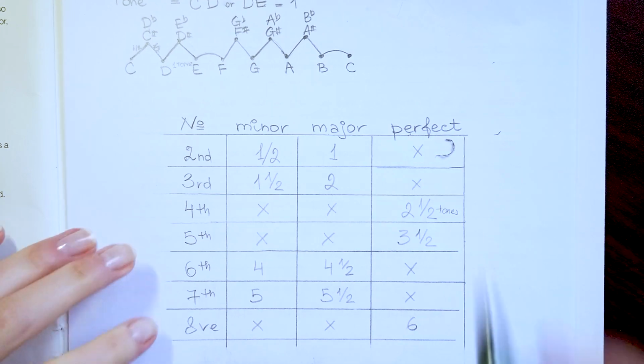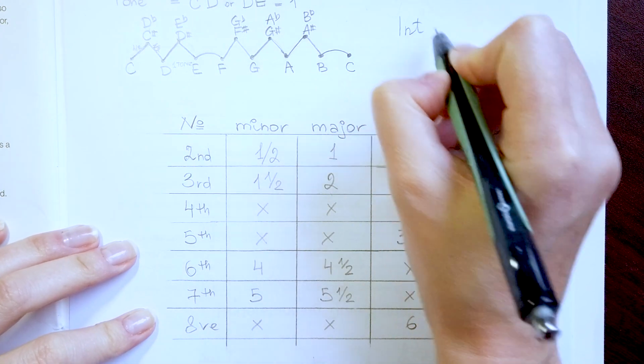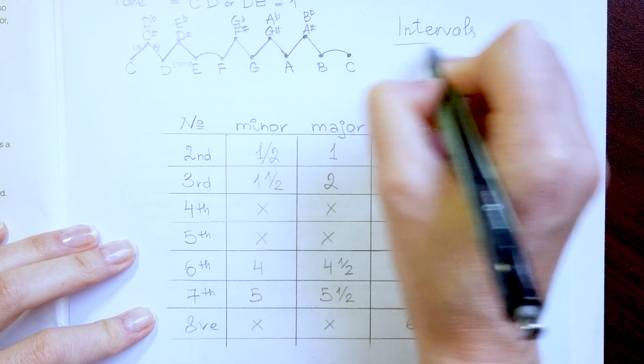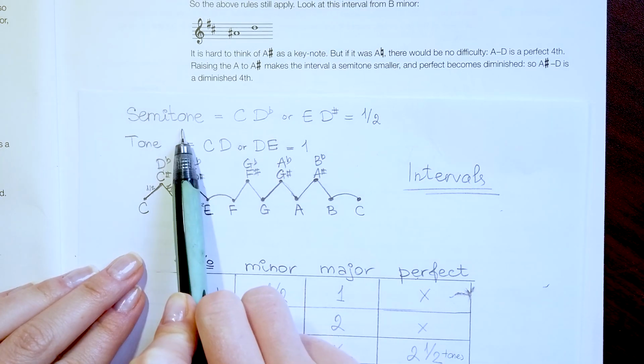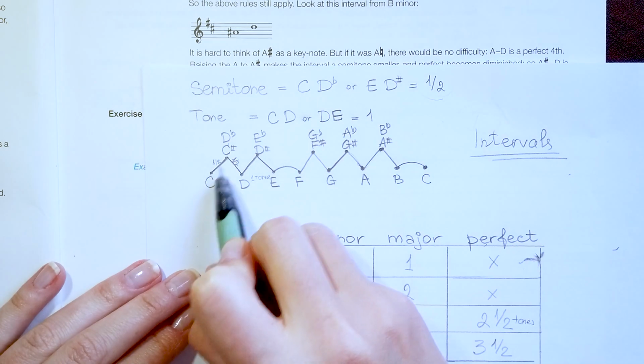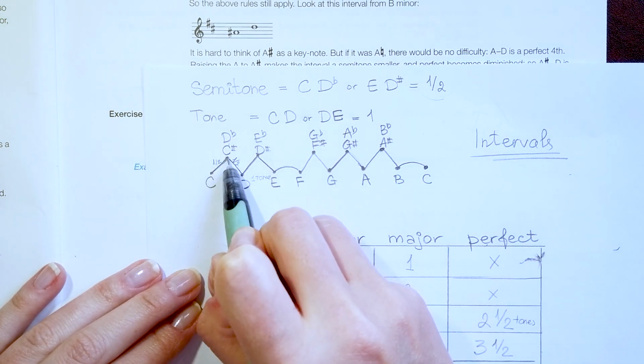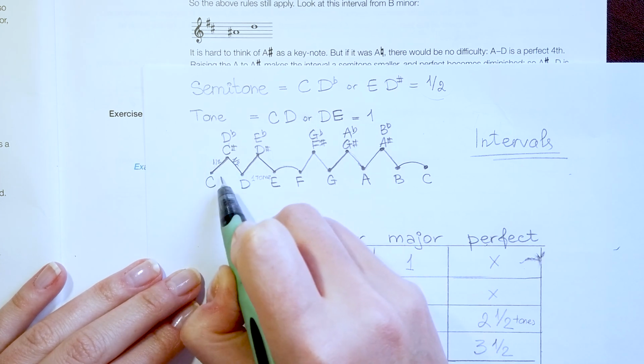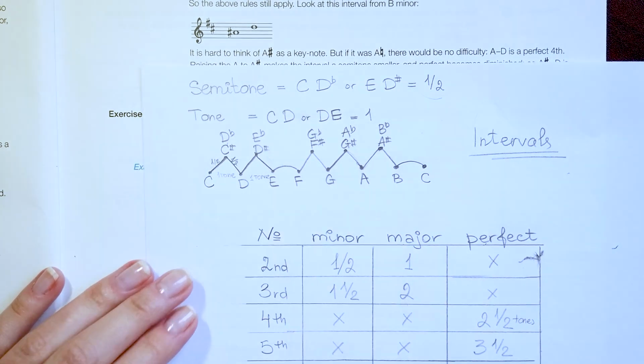Our topic is intervals. We spoke before about intervals in grade 3, grade 2, and grade 1. We divide them by semitone and tone. Between C and C sharp we have a semitone, between C sharp and D we have a semitone, but altogether it makes a distance of a tone.